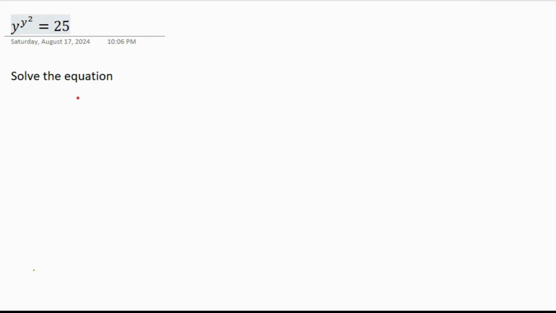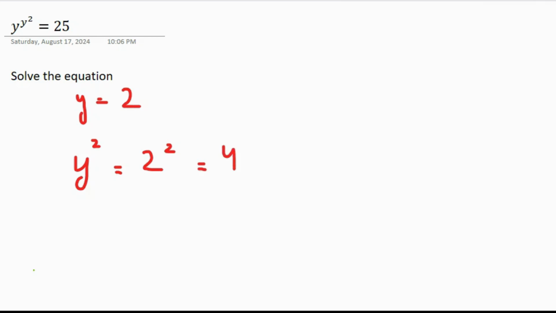First thing is that we see that there are two y values, and one y value is the exponent of the other one. So we are going to start with an assumption. Let's say we have y equals 2. So this means we are looking at this y to the power 2 first. y to the power 2 would be equal to 2 to the power 2, and the square of 2 is 4.